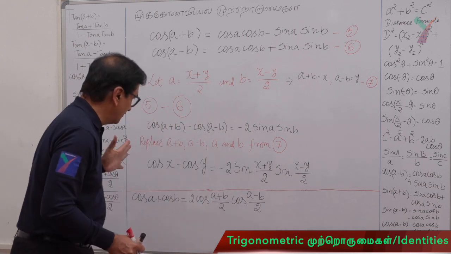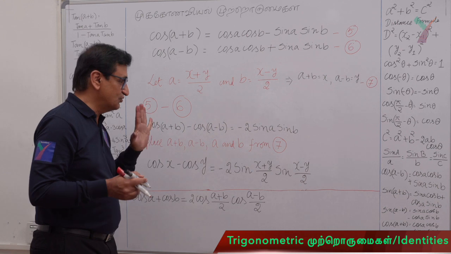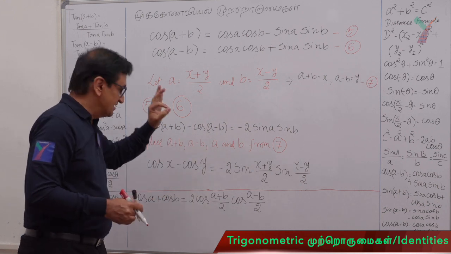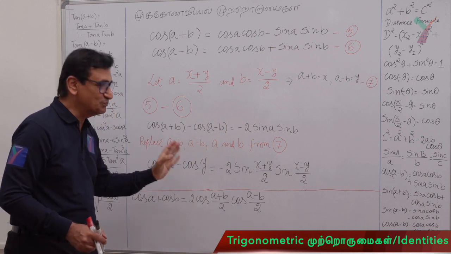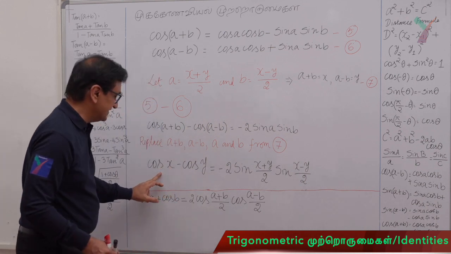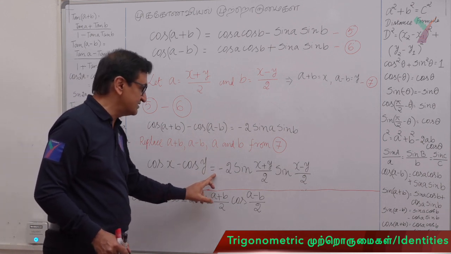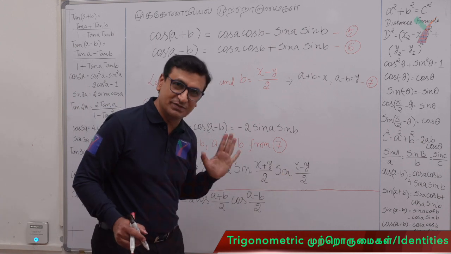As we did before, x and y can be replaced with a and b. So we will have our next sum to product formula, or rather subtraction to product formula, or difference to product formula. So cos a minus cos b equals minus 2 sin (a plus b) by 2 sin (a minus b) by 2.